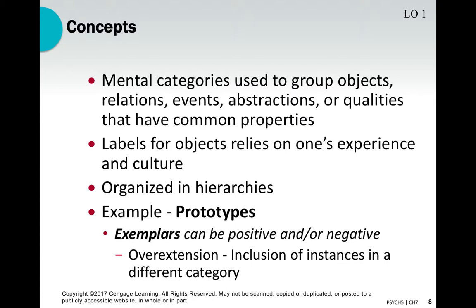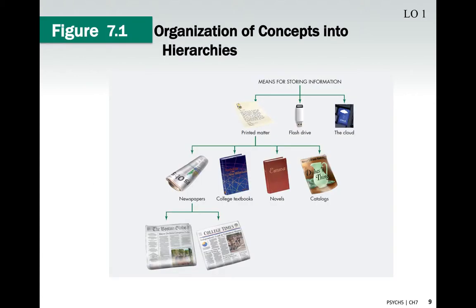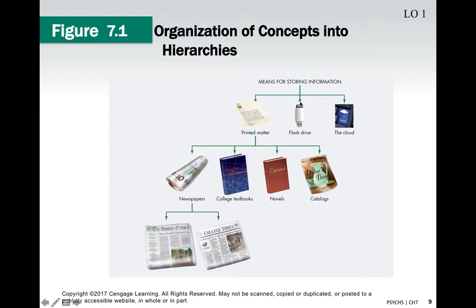We also organize things hierarchically, which I think we talked about a little bit in chapter 6 when we talked about how we form and store long-term memories. So I'm going to flip slides for just a sec, and this is what I mean by hierarchy. If we think about the concept of storing information, how do we store information? Well, we can have it printed, we can store it on a flash drive, or maybe even cloud storage, if we're more up to date in our technology. But that even breaks down even further.